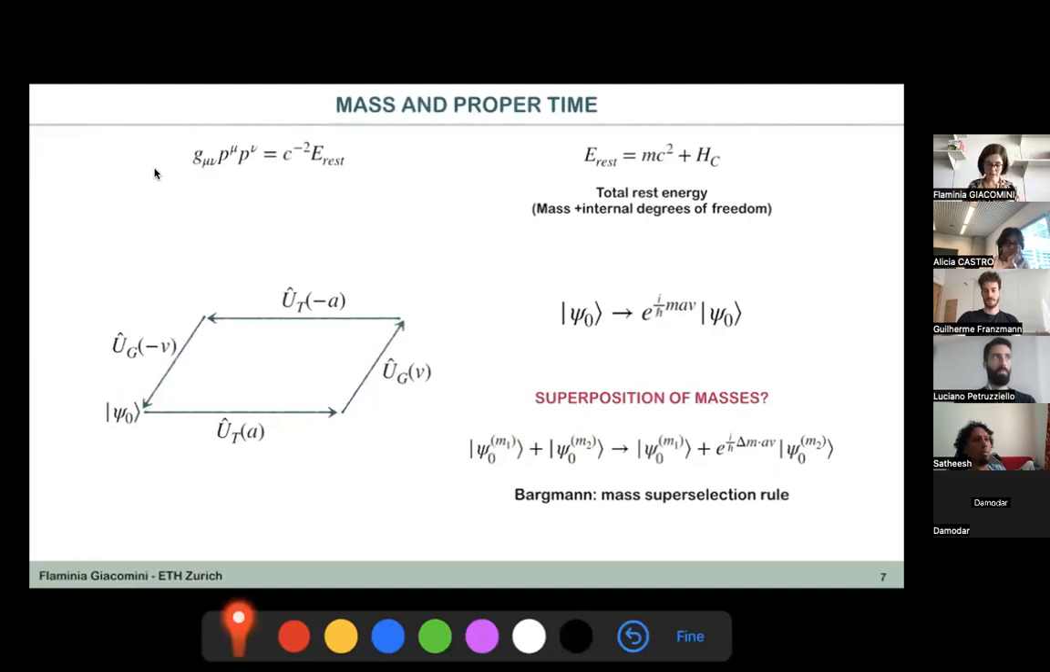And this led Bergmann to say that there is a quantum superselection rule, meaning that I cannot superpose states with different masses.